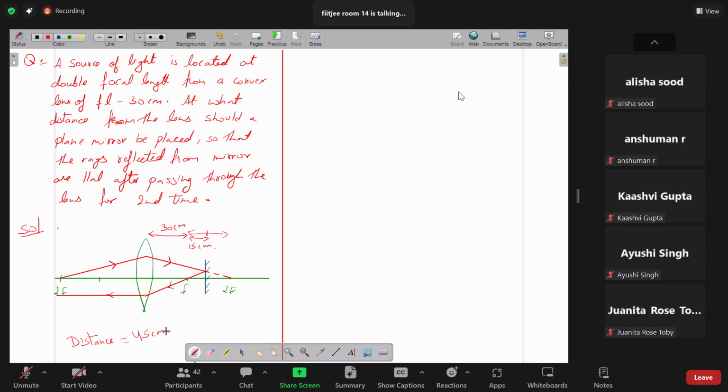Now, the rays will pass through focus if, after reflection, it is hitting on the plane mirror. It is possible only if the mirror is placed in between the position of the object and focus. The center of the 2f and f we have to choose then. Okay. Is this point clear? Yes, ma'am.